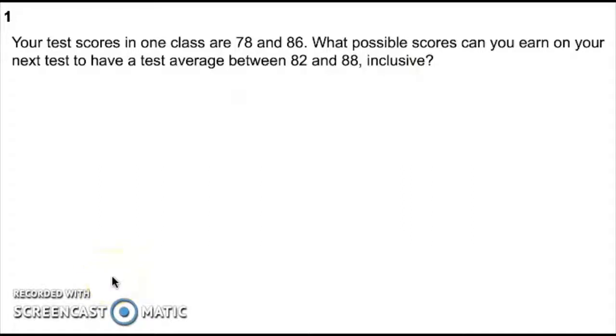Now, to find the average of something, you add up the numbers that are there, and then you divide by the number of numbers there are. So to find the average of our test, we're going to have 1, 2, and then our next test, which is 3 tests. So we add up the scores of those 3 tests, and then divide that number by 3 to find the average of them. So we don't know what our third test is, but we know that test plus the other 2 divided by 3 would have to give us our average.